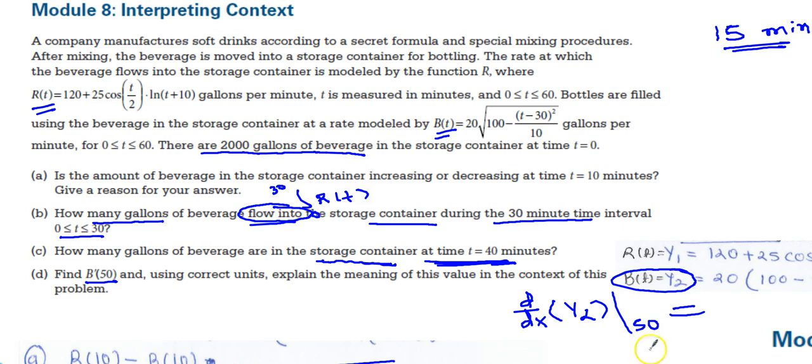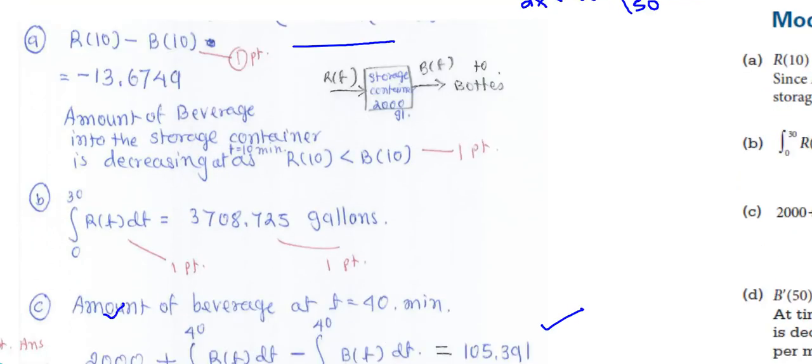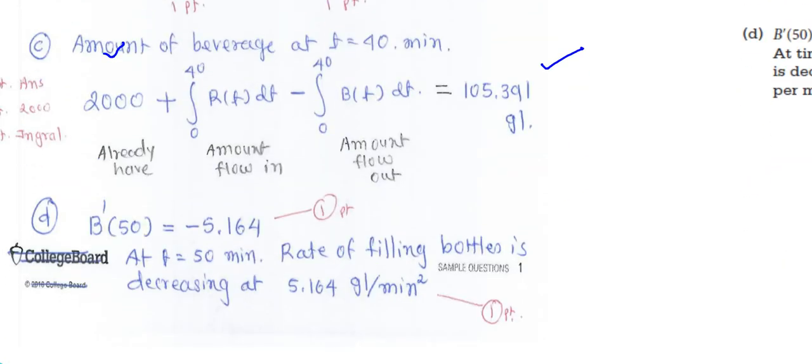Now, interpreting the meaning in context of the problem. B'(50) is negative 5.164. What is the meaning of that? That means the rate of filling bottles is decreasing. Now remember, B is already a rate, and now you are finding the rate of the rate, so that's why the unit is gallons per minute squared. The rate of filling bottles is decreasing, in gallons per minute squared.